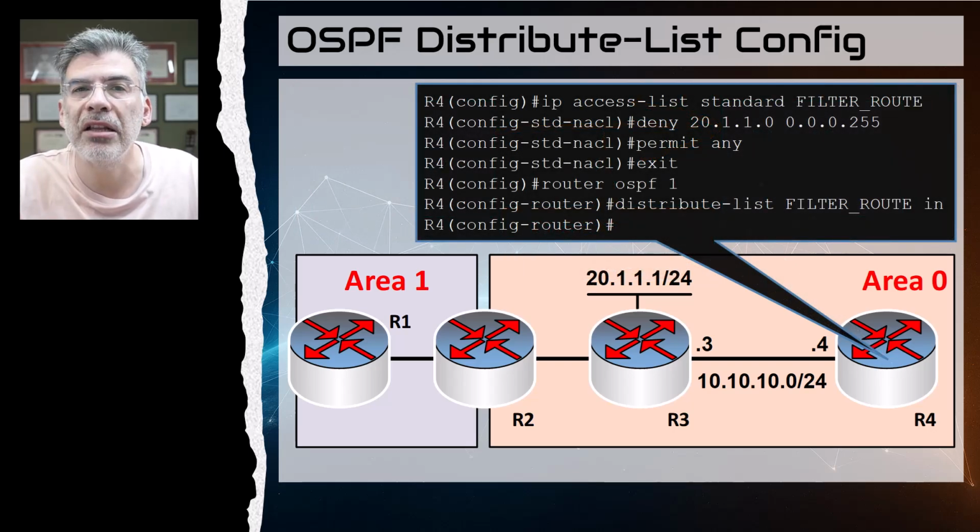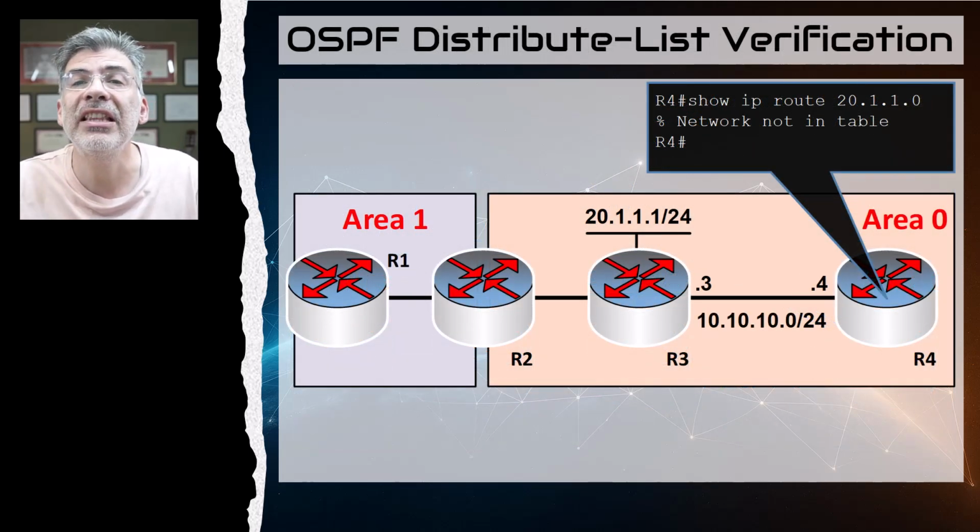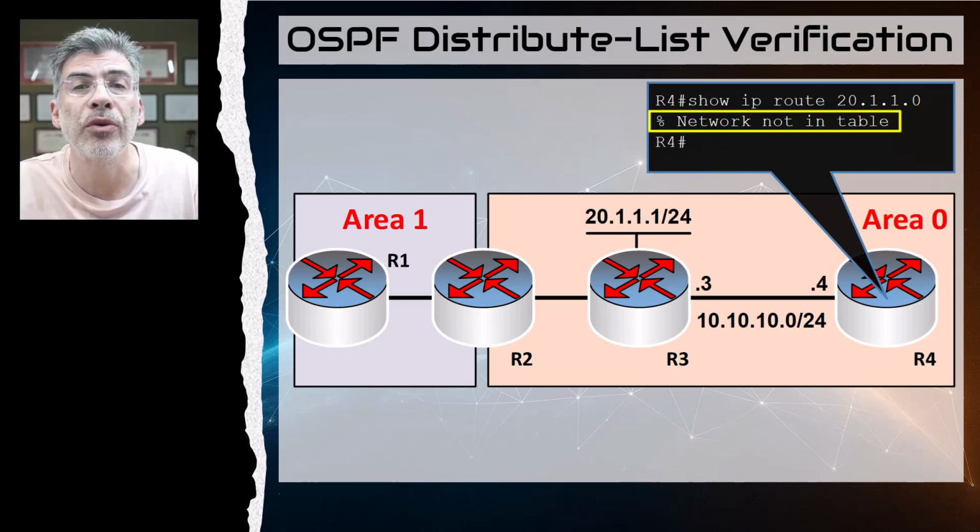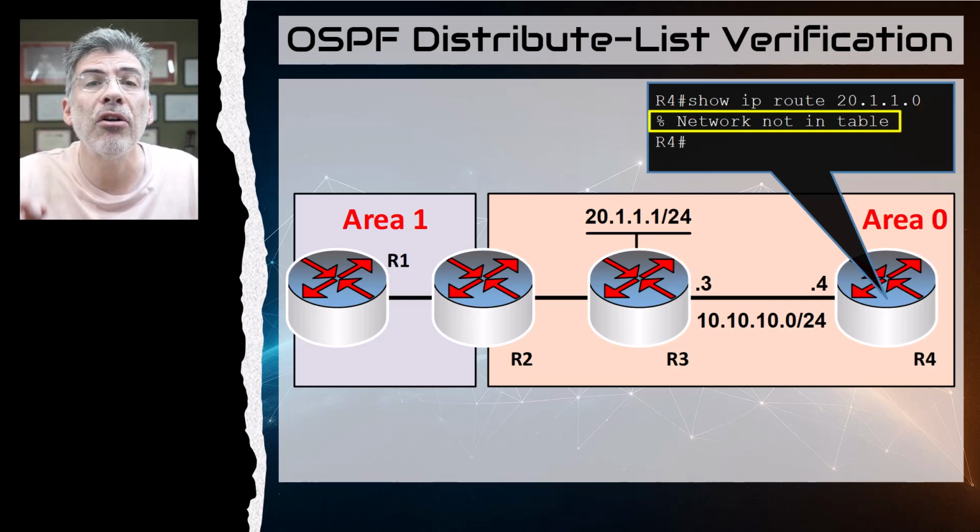Now let's see the results. You can see here that the specific route is no longer in the routing table. That's what our goal was, and it looks like we've succeeded.